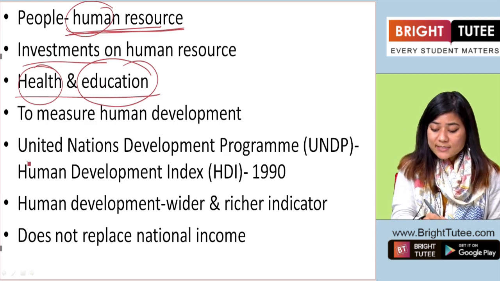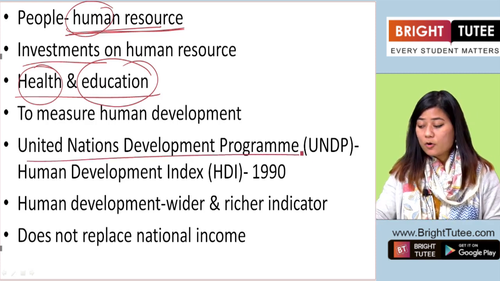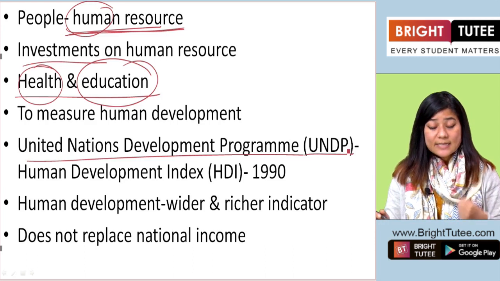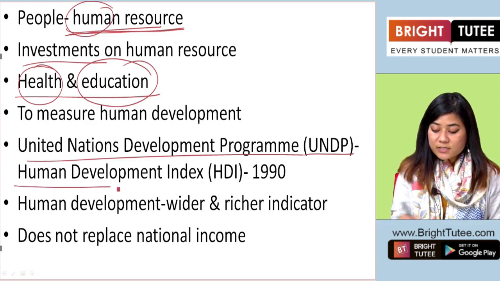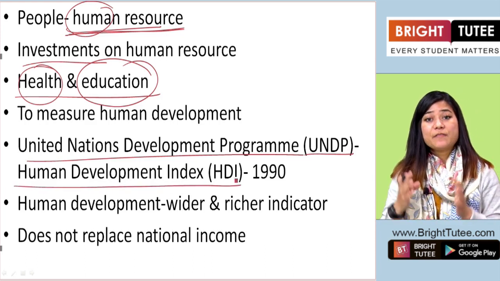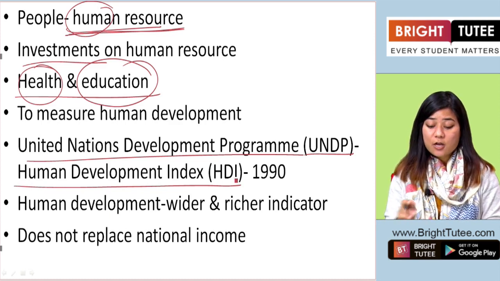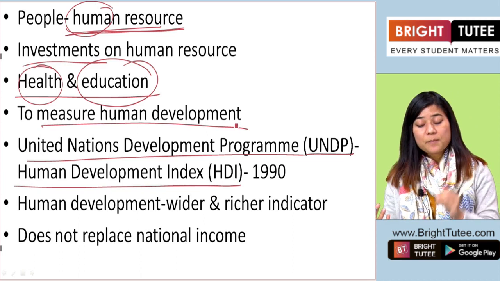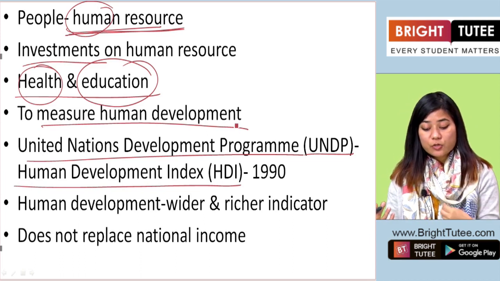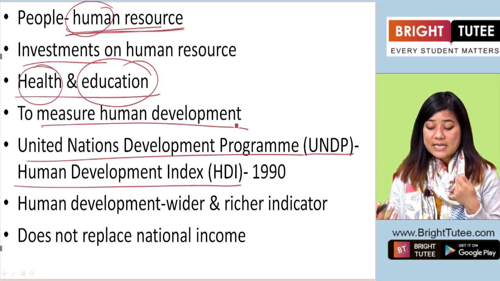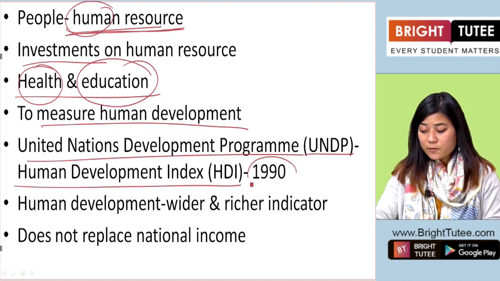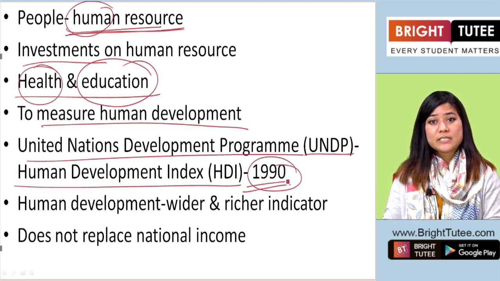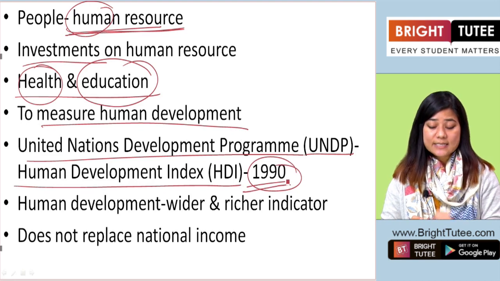So the United Nations Development Programme, or the UNDP, uses the Human Development Index as a very important indicator to measure human development. Human development is measured with the use of the Human Development Index, and this was first started by the UNDP in the year 1990.